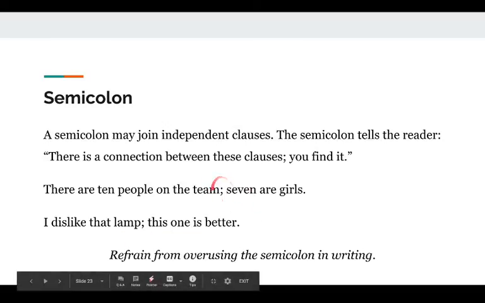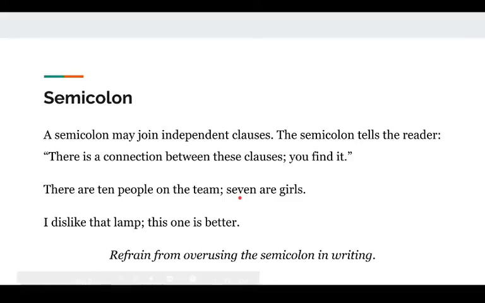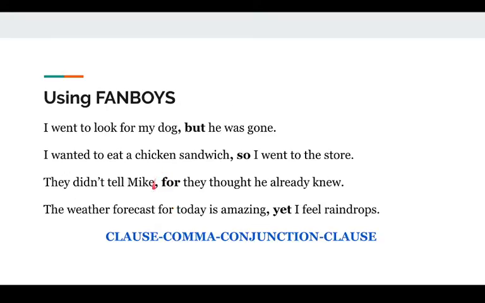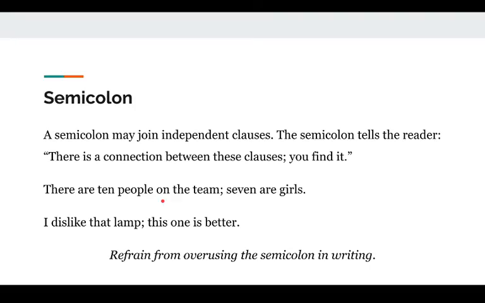When you use a semicolon to combine two independent clauses, there is no need for a coordinating conjunction. So basically, you can think of the semicolon as completely replacing your comma and coordinating conjunction. That's why you shouldn't be using them too much, because if you use them too much, it can get rid of some flow in your paper.